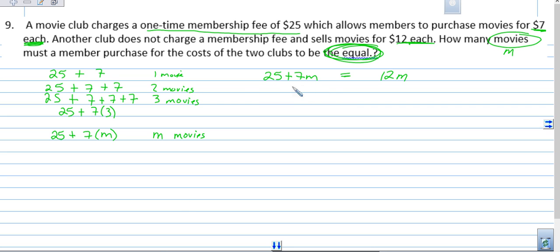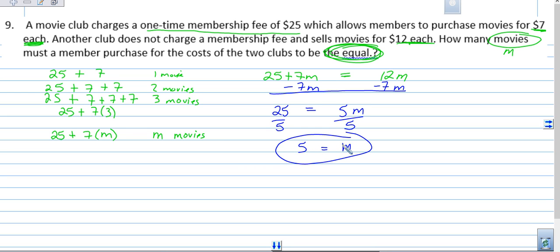Okay? So you could subtract 7m from both sides. And you get 25 equals 12 minus 7, which is 5m. Then we can divide by 5, and m will equal 5. That's one way we can do it.